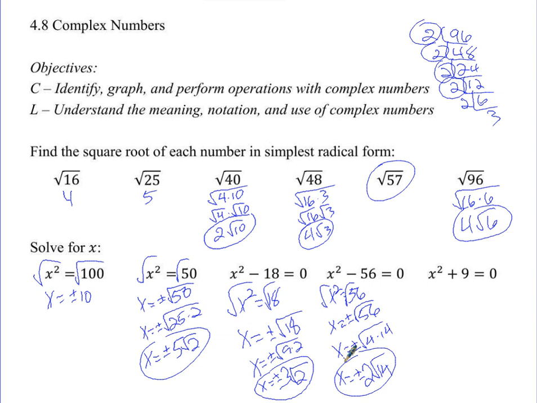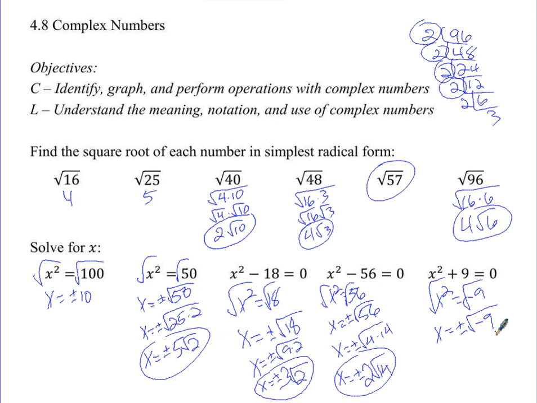How about the last one? X squared equals negative 9. We move the 9 over. Now what? Take the square root of both sides, and now you have x equals plus or minus the square root of a negative number. And we can't take the square root of a negative number. Because remember, the square root means I'm looking for one number that times itself will give you negative 9. And there is no one number that does that.